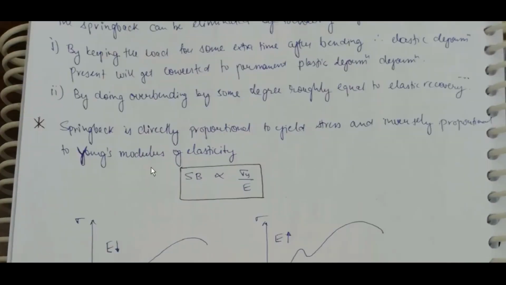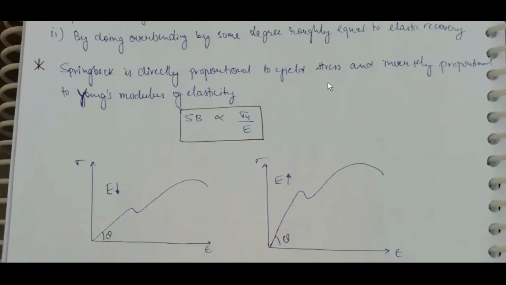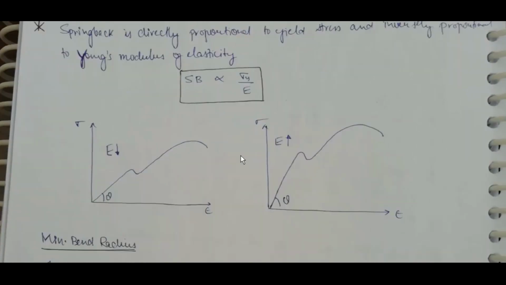Spring back is directly proportional to yield stress and inversely proportional to Young's modulus of elasticity. Spring back is directly proportional to sigma y by E. As sigma y decreases, spring back decreases; as E increases, spring back decreases.